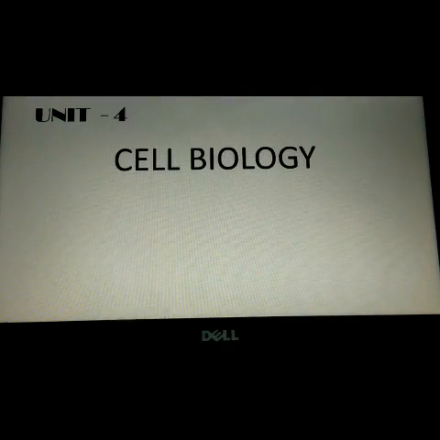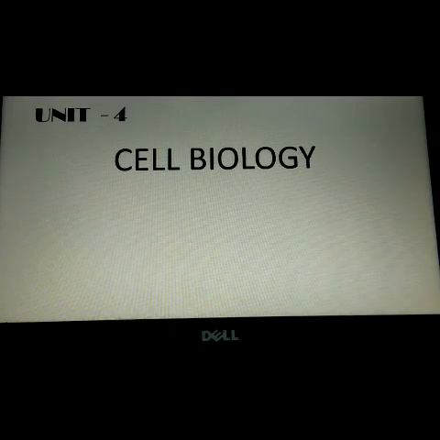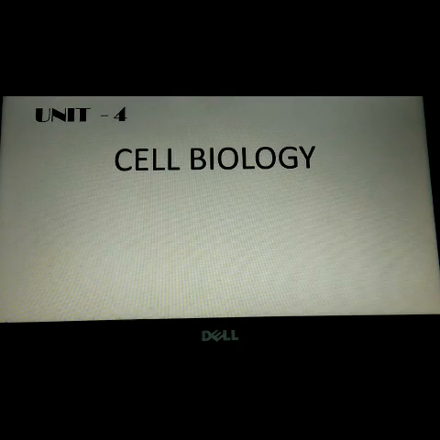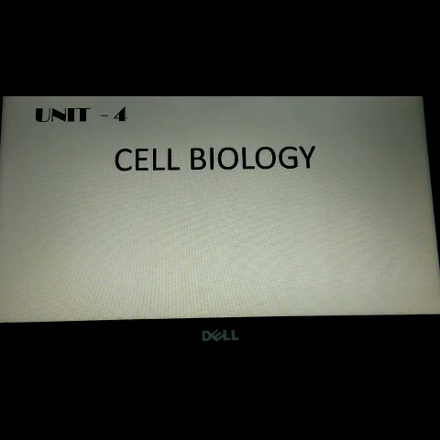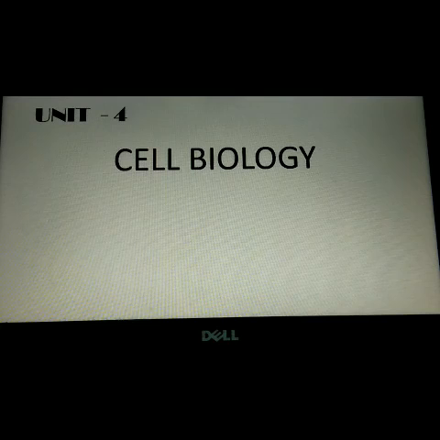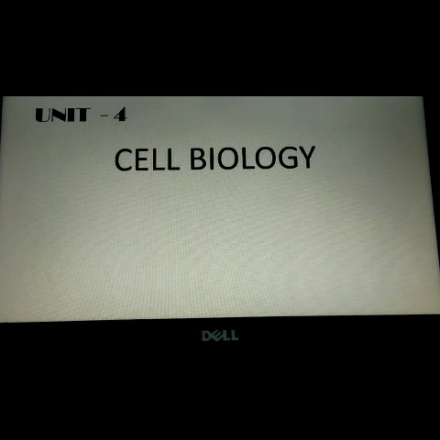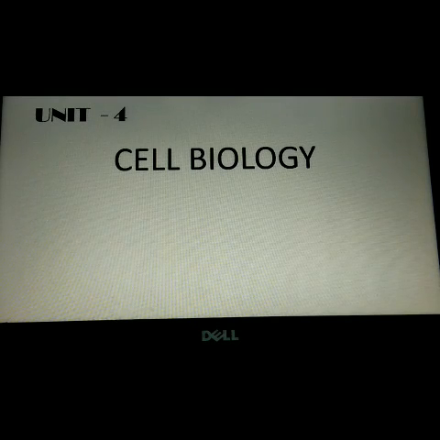Today we are going to start a new unit, that is unit 4. It is said to be cell biology. Our earth is a beautiful place wherein different types of organisms happily coexist. From small things to large things, invisible bacteria to huge blue whale, all have a basic unit called cell. So in this lesson we are going to study about the cell.